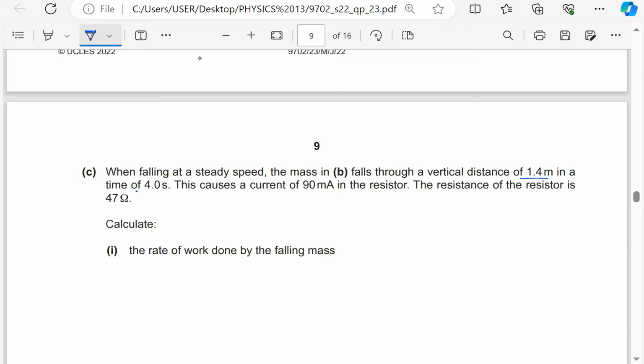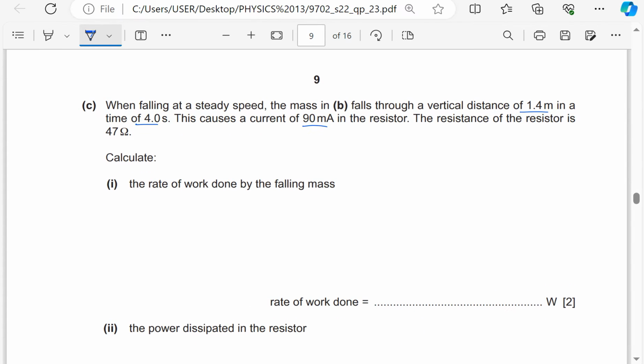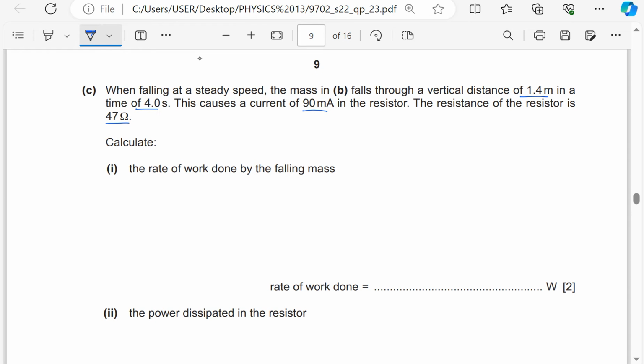When falling at a steady speed, the mass falls a vertical distance of 1.4 meters in a time of 4 seconds. This causes a current of 90 milliamperes in the resistor. The resistance of the resistor is 47 ohms. Calculate the rate of work done by the mass. So rate of work done is power.